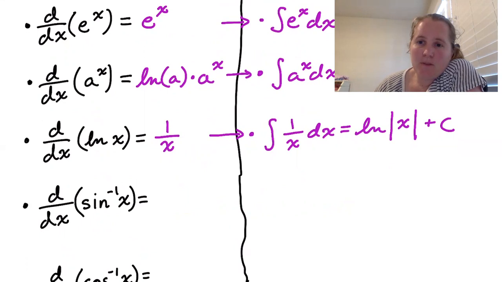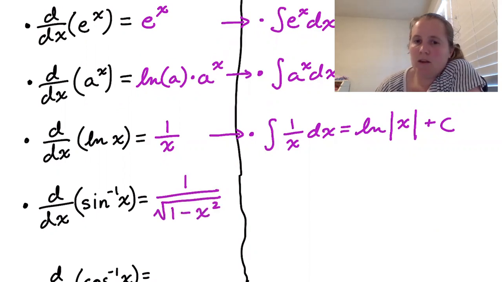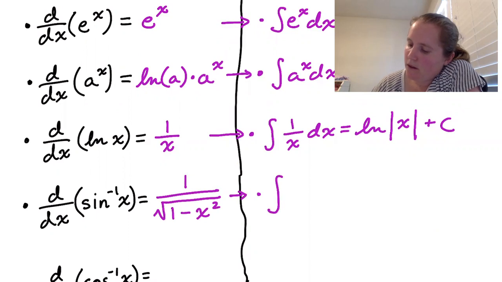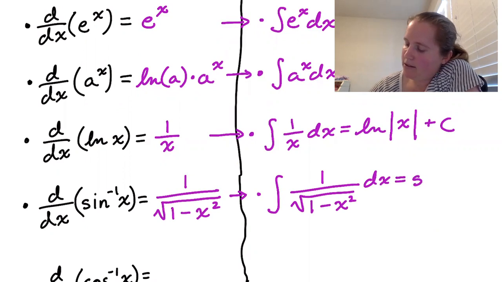And next up, the derivative of sine inverse of x. We had 1 over the square root of 1 minus x squared. So if we wish to take the integral of 1 over the square root of 1 minus x squared dx, this is just inverse sine of x plus c.